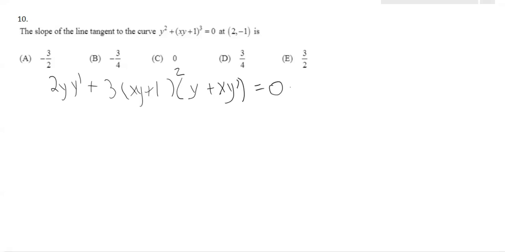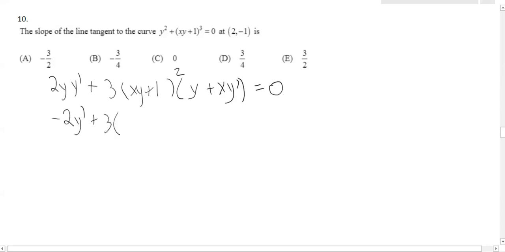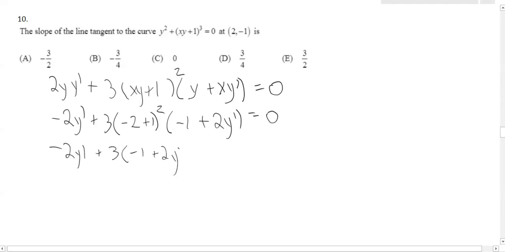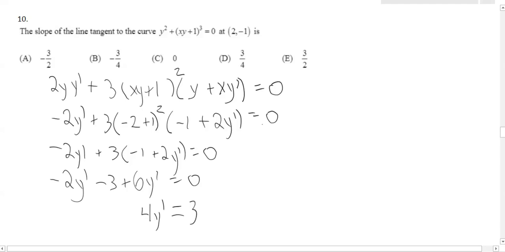So we're going to plug -1 in for the y's, and 2 for the x's. So this is going to be -2y prime plus 3 times (xy plus 1) squared times (y plus xy prime) equals 0. So this is -2y prime plus 3 times, -2 plus 1 is -1, but you square it, you get 1, times 3 gives you plus 3 times (-1 plus 2y prime) equals 0. Got to distribute that 3, so -2y prime minus 3 plus 6y prime equals 0. If we combine the y primes, you get 4y prime, and bring the 3 to the other side, you get 4y prime equals 3. So y prime equals 3/4, or choice D.